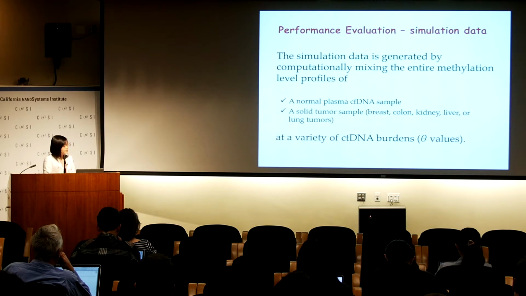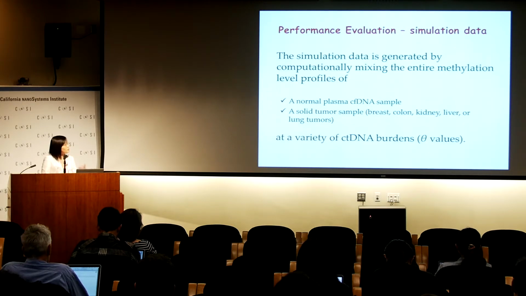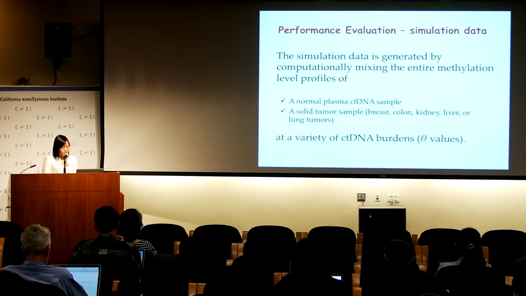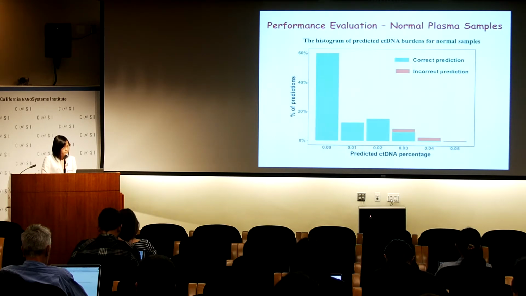So here's a performance evaluation using simulation data. We generate simulation data by computationally mixing the entire methylation level profiles of a normal plasma cfDNA sample and a solid tumor sample of various different tumor types, at various ctDNA burdens. The advantage of simulation is that we can determine the tumor burden and then check whether we made the correct prediction. Because in real data, you never know what the real tumor fraction is. But in the simulation data, we can really check whether we can precisely predict the tumor burden.